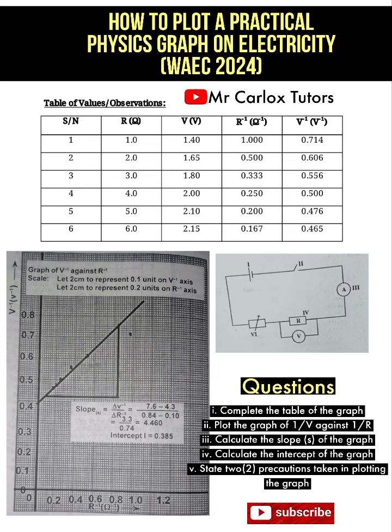So these are the precautions you have to take. And also, we can say that the last precaution here is that when reading is not being taken, make sure that the key is off, is open. Make sure that the key is open, not connected, when you are not taking readings. So these are the precautions you need to know while plotting this graph.